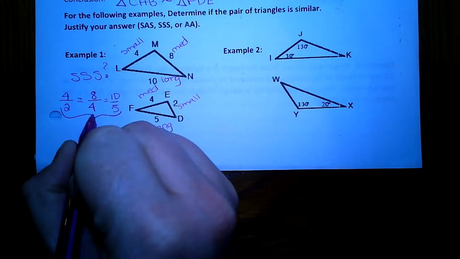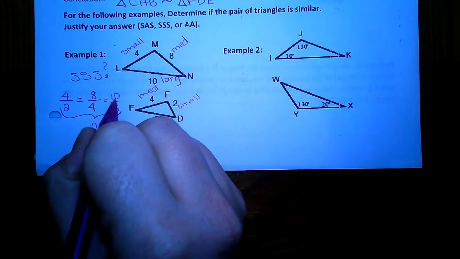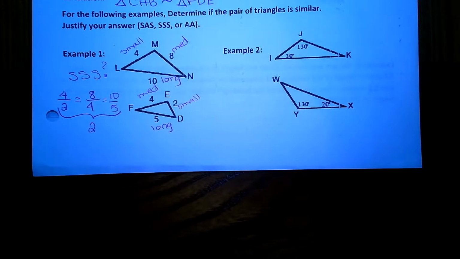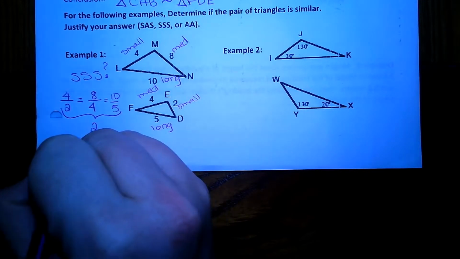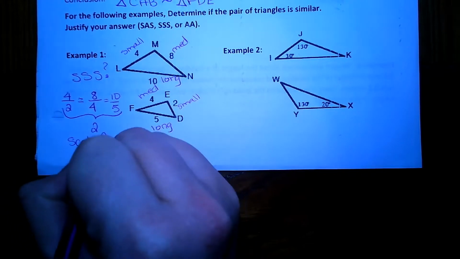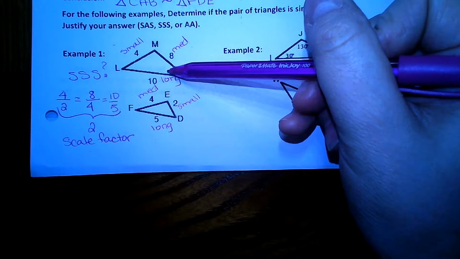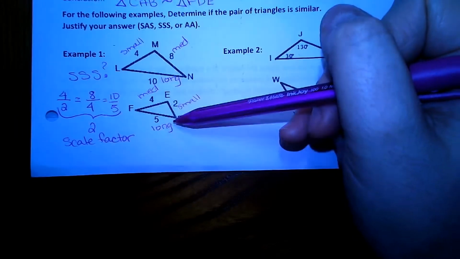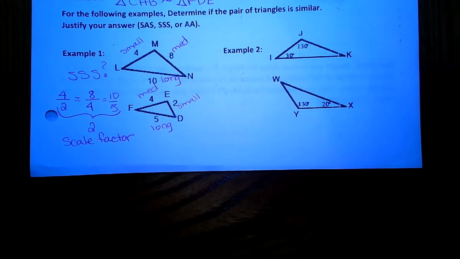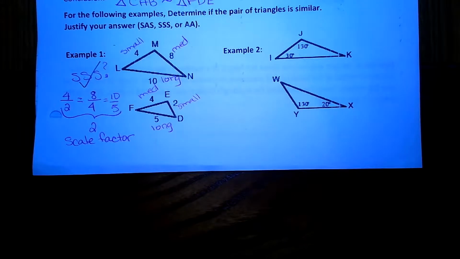8 over 4 reduces to 2. 10 over 5 reduces to 2. They all reduce to the same scale factor, which means the top triangle is twice as big as the bottom triangle. So that means these are similar by SSS. Yes, they are. So we need to write up a similarity statement and justify it by SSS.